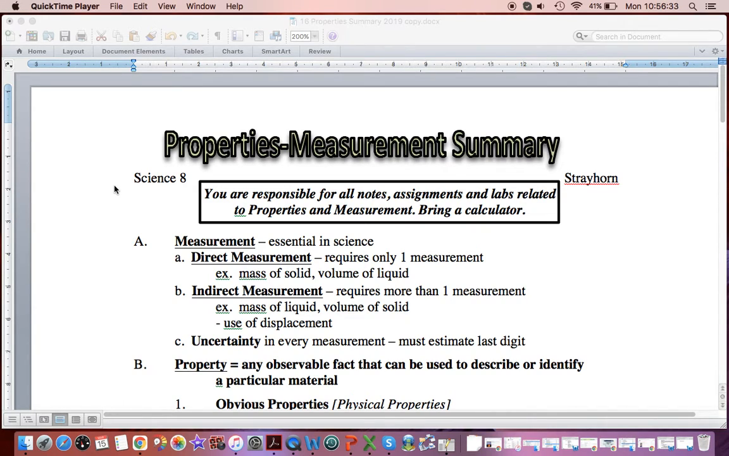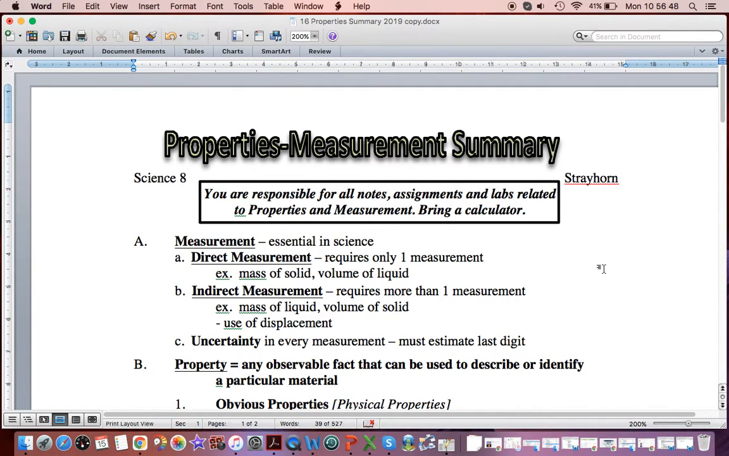Good day. Hopefully you found the sheets that say Properties Measurement Summary. This is going to be a massive test, lots of things to know, and up here reminds you to bring a calculator to the test. Well, we started with a massive PowerPoint on properties, but I'm going to start the summary by looking at measurement because we really care about it when we study density.